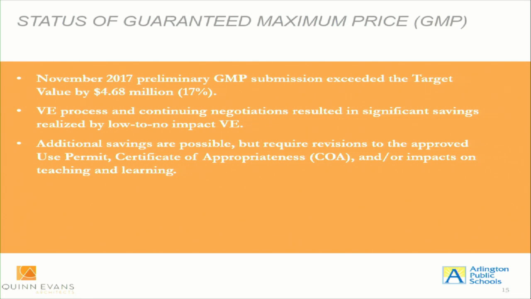Through the efforts that I mentioned on the previous slide, we were able to close that gap by a significant margin. And by doing that, we accepted what we consider low to no impact value engineering items. I have a couple examples of that on the next screen. In addition to that, to further look at cost savings, we did evaluate other opportunities that would require significant concessions, either around the use permit approved by the county board, the certificate of appropriateness, which is also approved by the county board. That's sort of the document that represents the historic character of the site, and or impacts on the teaching and learning program itself.